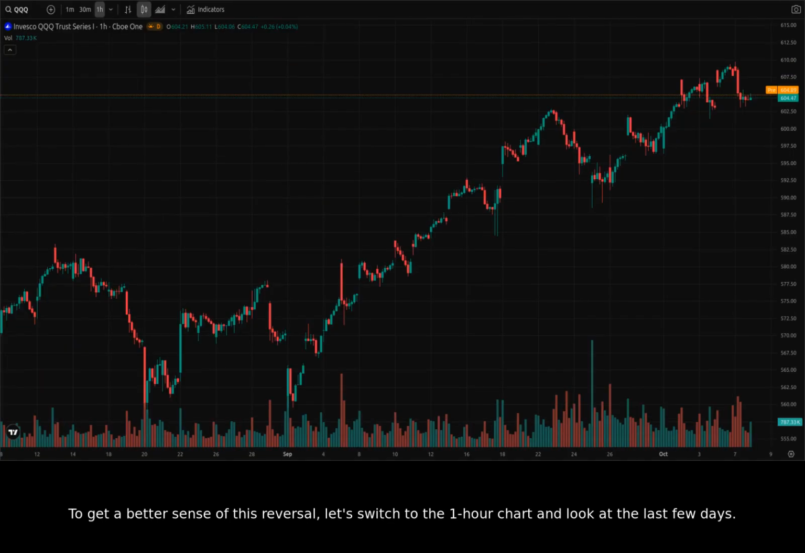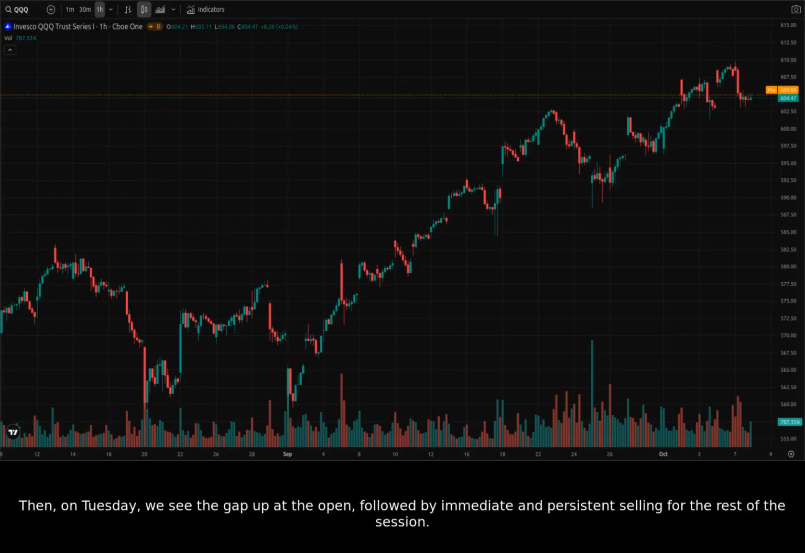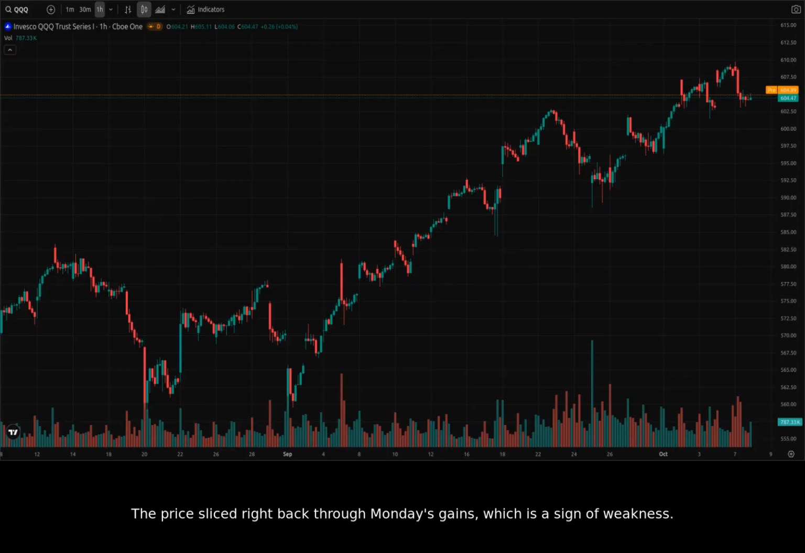To get a better sense of this reversal, let's switch to the 1-hour chart and look at the last few days. Here you can clearly see the strong, steady buying pressure throughout the day on Monday. Then, on Tuesday, we see the gap up at the open, followed by immediate and persistent selling for the rest of the session. The price sliced right back through Monday's gains, which is a sign of weakness. This view reinforces that the 603 level is a critical line in the sand for bulls to defend. A break below that could easily lead to a test of the major psychological support level at 600.